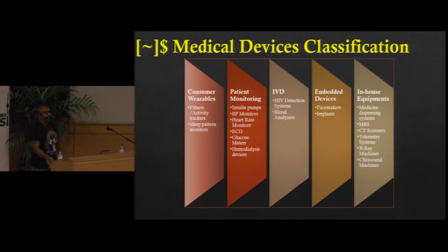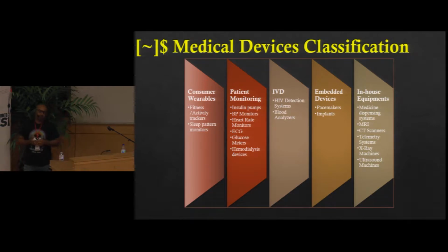I've tried to classify medical devices here in 5 different categories. So the first category, you'd be most familiar with it. So your fitness activity trackers, sleep pattern monitors would fall in the first category. And so then there are patient monitoring devices like insulin pump, BP monitors, heart rate monitors, ECG, glucose monitors. Then there are IVD or in vitro devices that comprises of HIV detection system, blood analyzers.